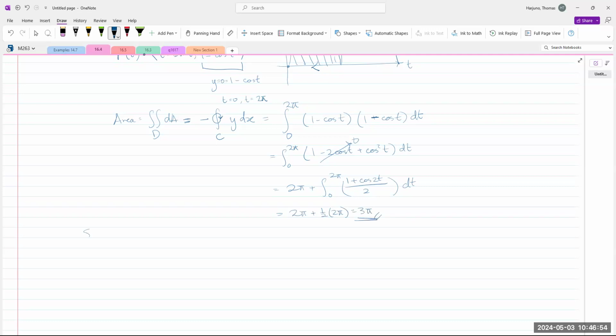Okay, suggested homework from section 11.4 will be numbers 1 to 14, 22, and 24.